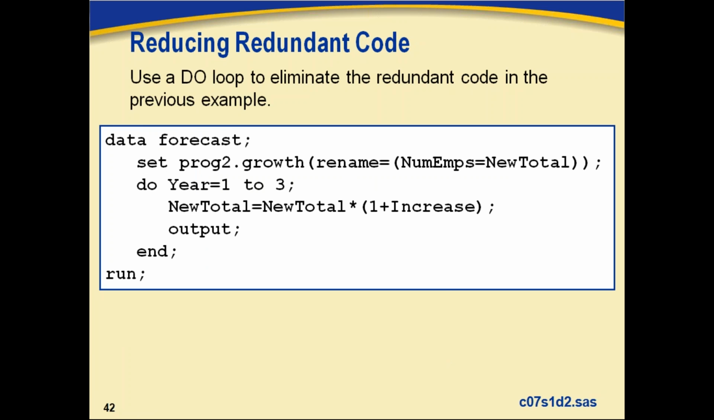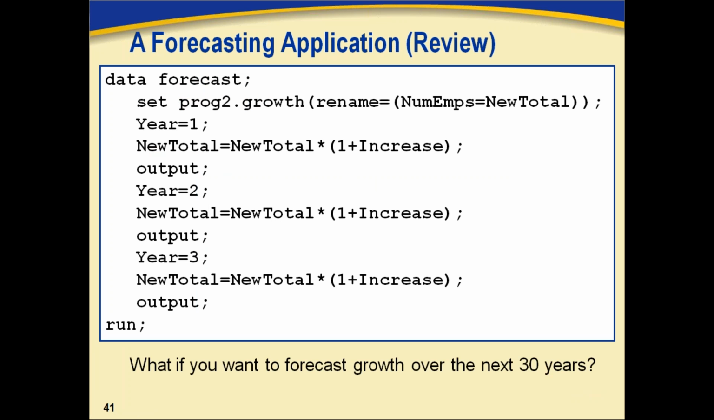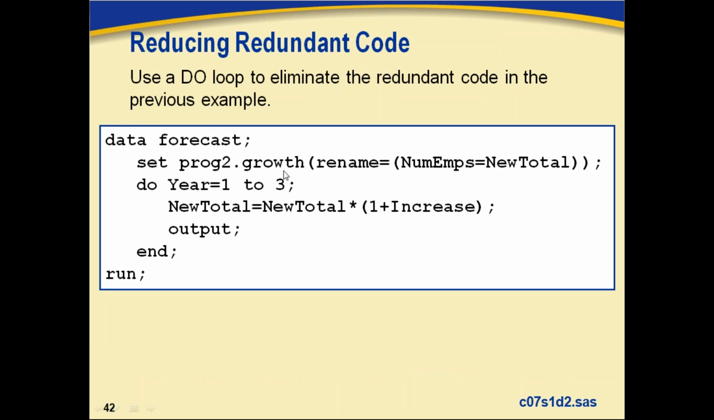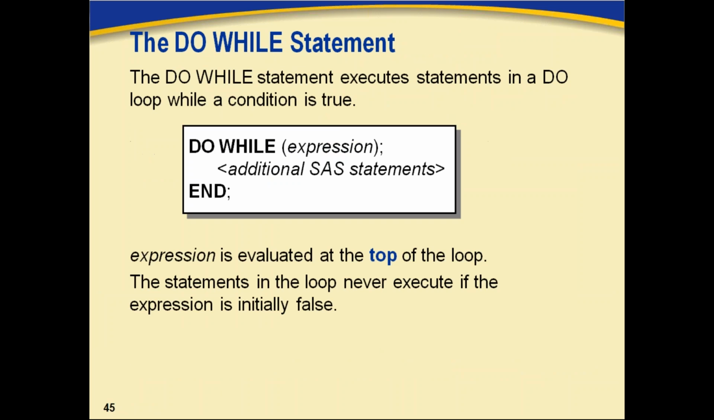The same example, year one, year two, year three. If you have 30 years, then it's not possible to write 30 statements, right? So you can write a loop, the same program.